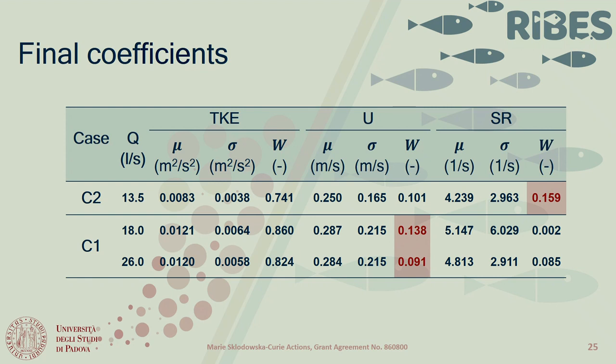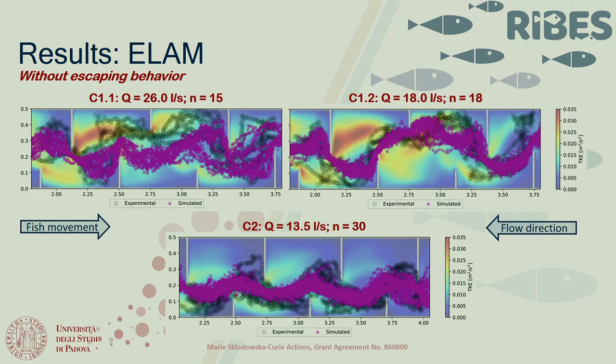Well, of course, the velocity magnitude will matter in the geometry which is not staggered, not uniformly arranged. So we have here the results without escaping behavior. We consider only 3 behaviors to see how the agents move, if we can reproduce the experimental data, and actually we could reproduce the experimental data with only these 3 behaviors.